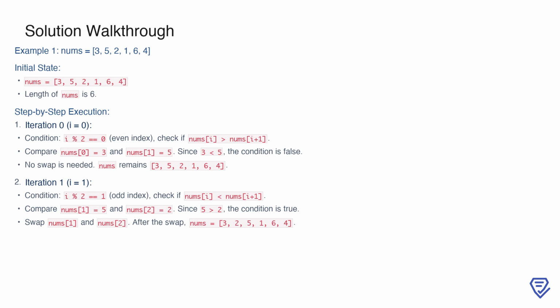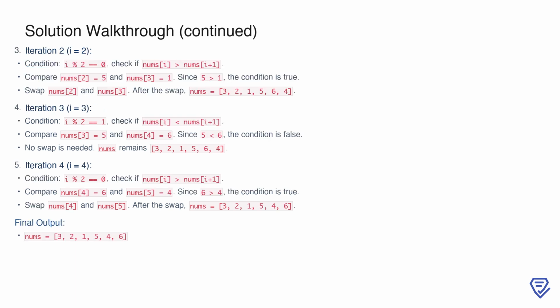Moving to iteration 1 at index 1, the index is odd, so we check if the current element is less than the next. Here, nums[1] equals 5 is greater than nums[2] equals 2, which satisfies the condition. Therefore, we swap these two elements, resulting in nums equals 3, 2, 5, 1, 6, 4.